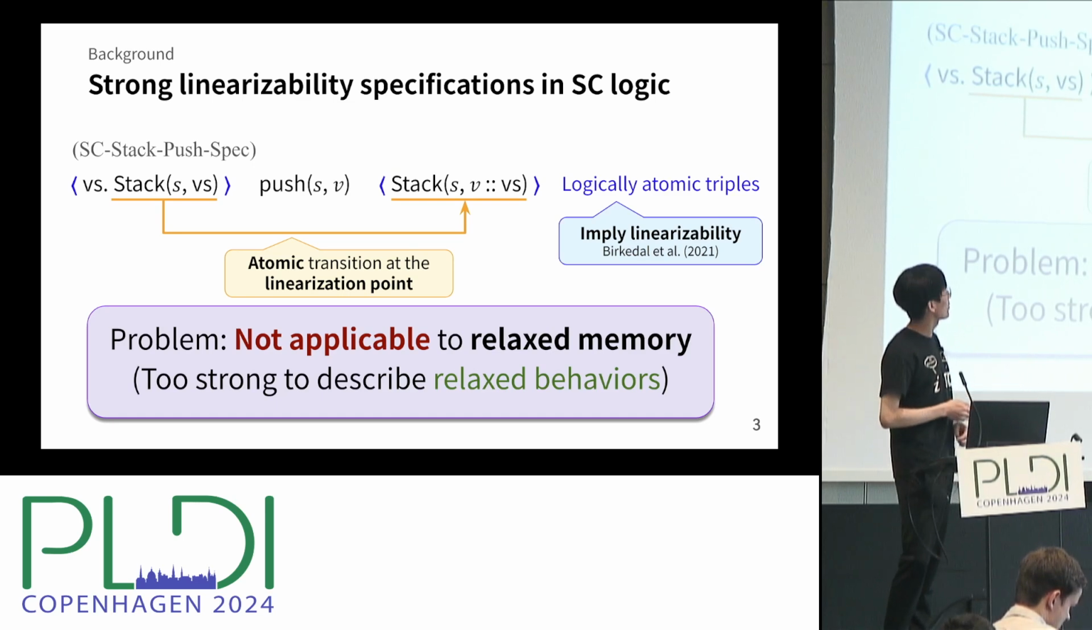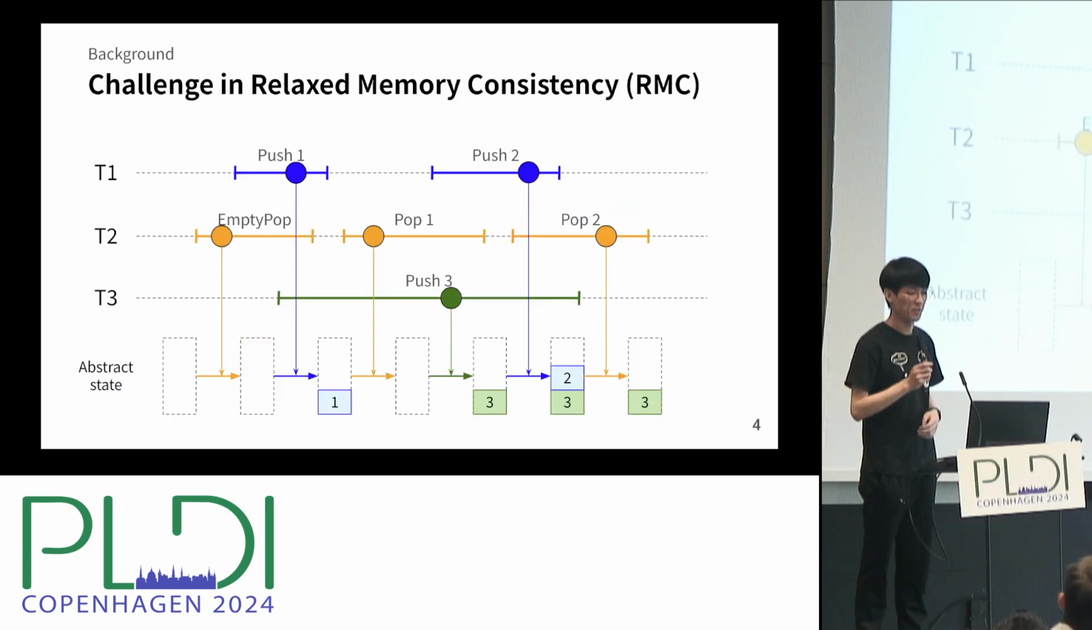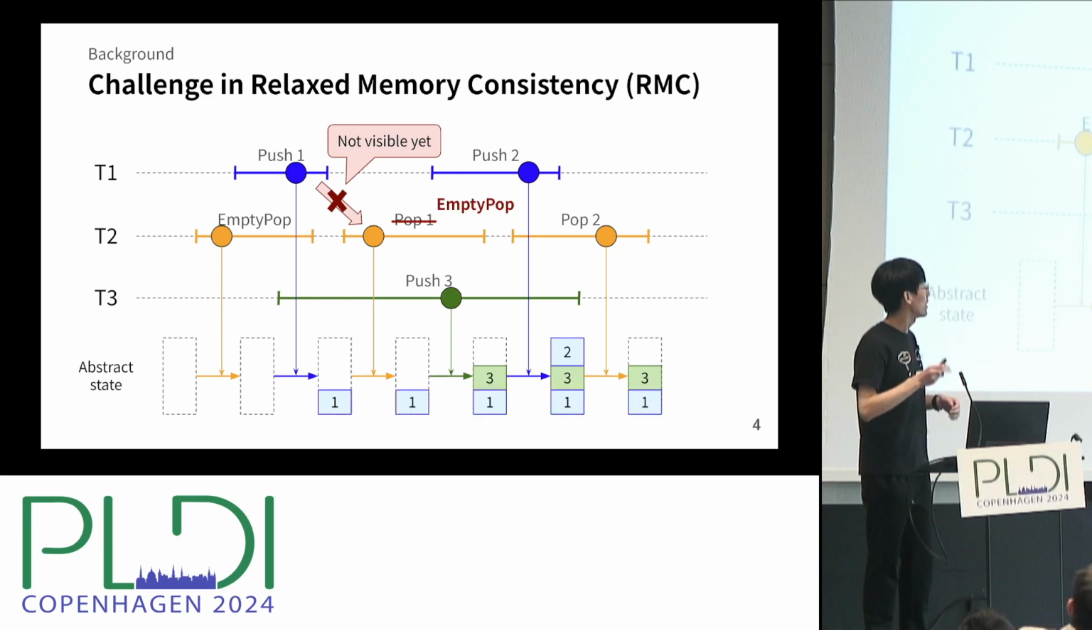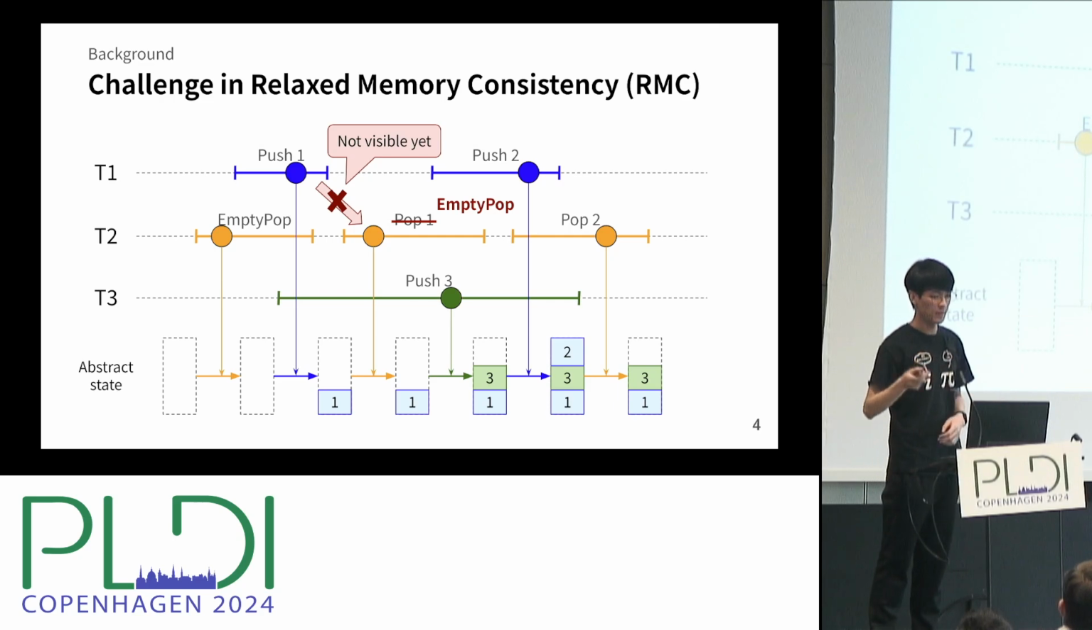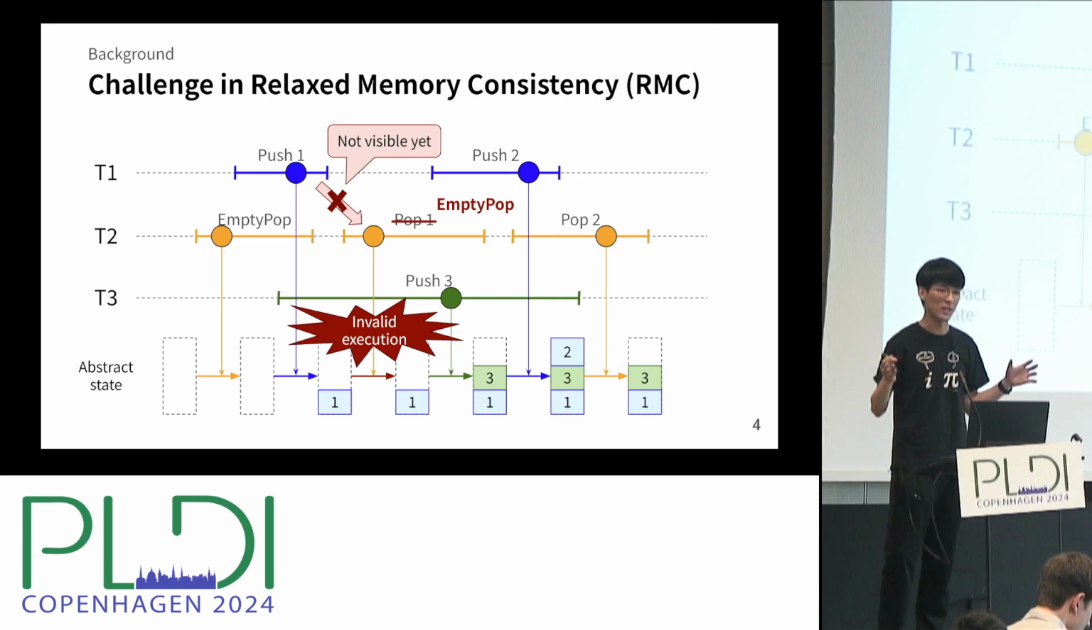I'll elaborate on it using the same example as before, but now in weak memory consistency. In weak memory consistency, each thread may not read the latest value stored on the memory. As a result, the second thread may fail to pop anything from the stack. In this scenario, the linearized execution does not satisfy the sequential behavior of the stack.